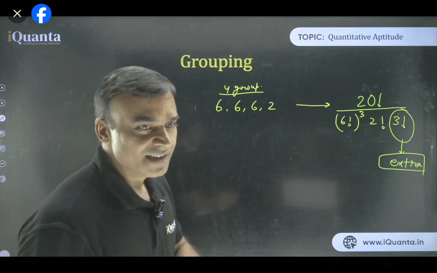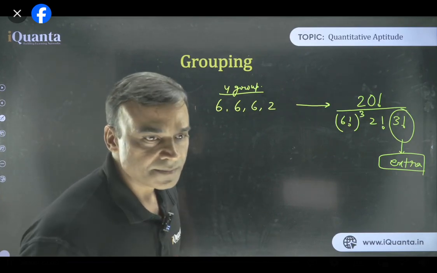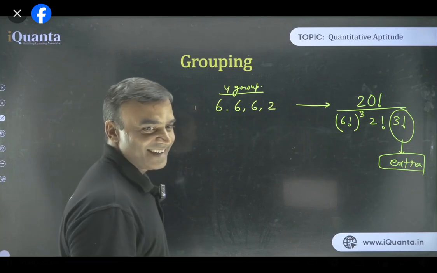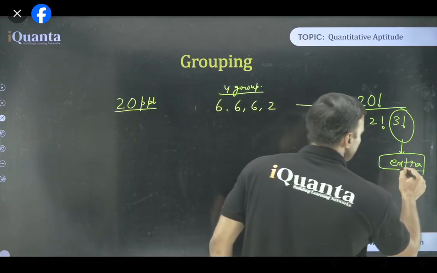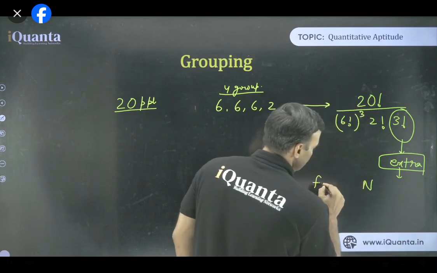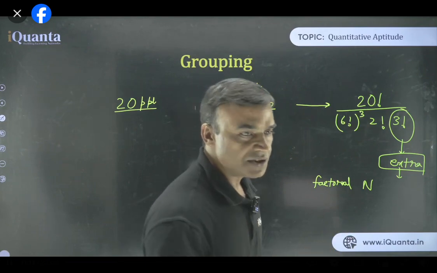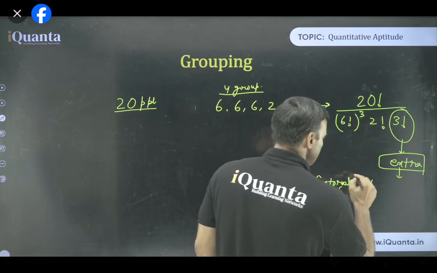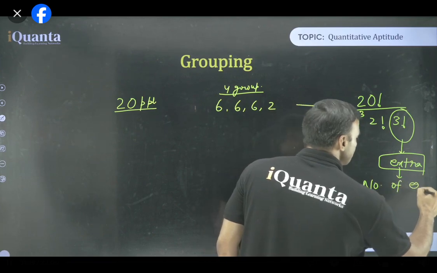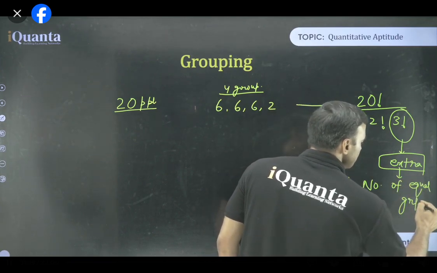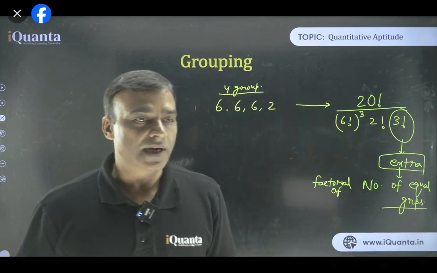Fantastic. Number of equal size groups. That's it. Yeah, fantastic. If you want, you can write it down. What is this? This is factorial of the number of equal groups. Am I going fast? If anyone feels that I'm going fast, please mention. Okay? So if something is not equal, it will not be counted in that, right?